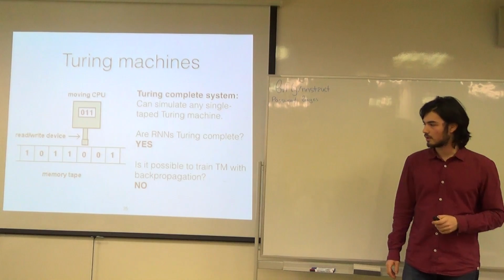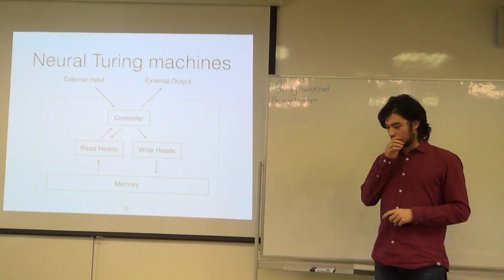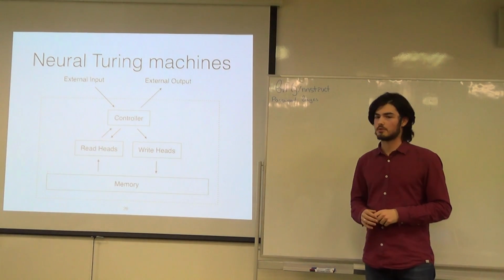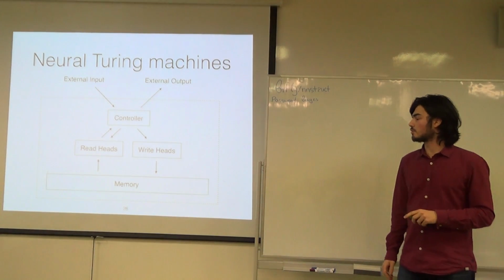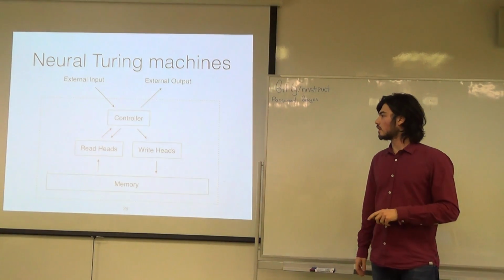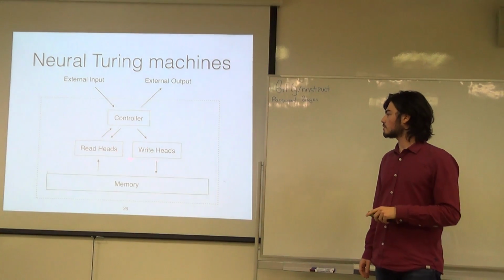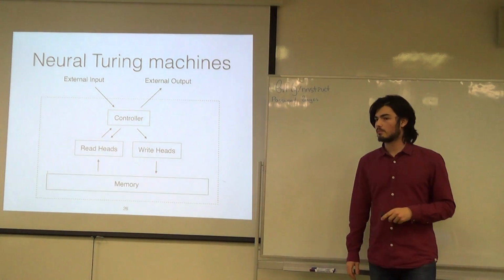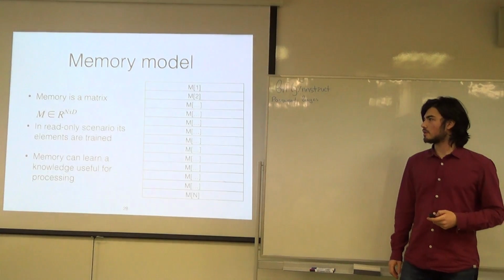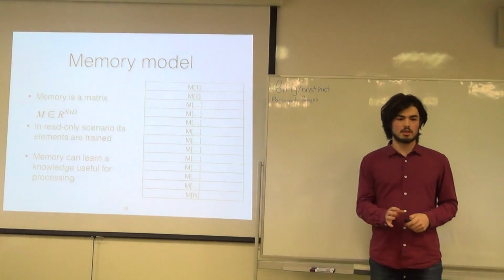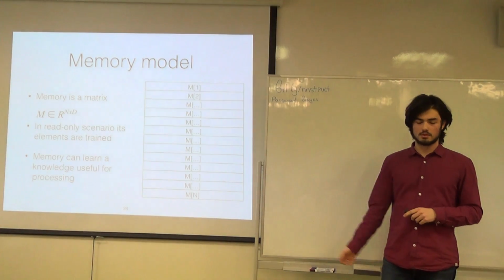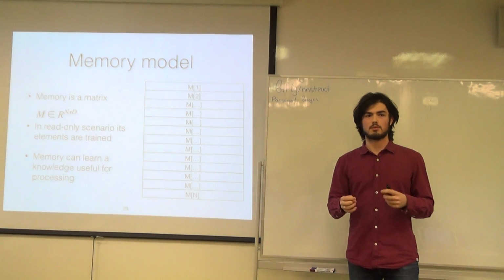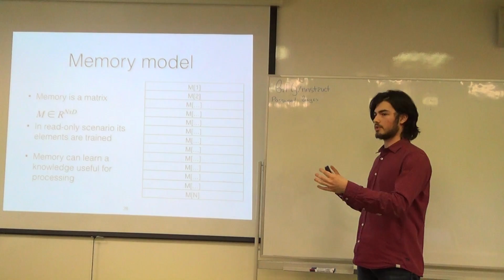Okay, so here's the high-level architecture of neural Turing machine. We have the controller here, which will be some kind of neural network. It has read and write heads which control the memory. The memory is just a matrix. It has dimensions n by d. N is the number of cells in which we can write and from which we can read. And d is the dimension of each cell.